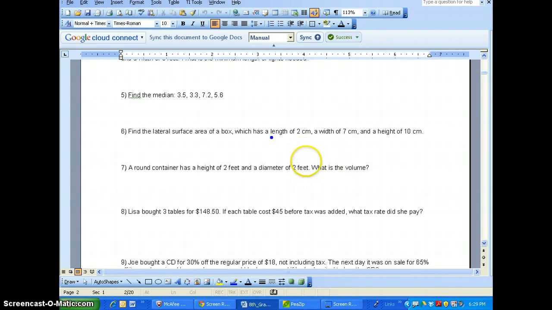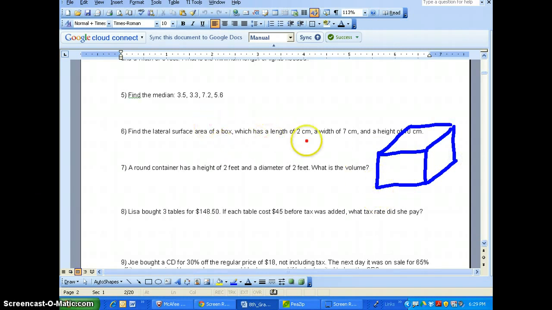Number 6, find the lateral surface area of a box. You guys really have to draw a picture on this one, or you won't know what measurements to use. So draw yourself a box. I want to see this on your paper. It has a length of 2 centimeters, a width of 7 centimeters, and a height of, well, I can't read it. I think it says 10 centimeters.